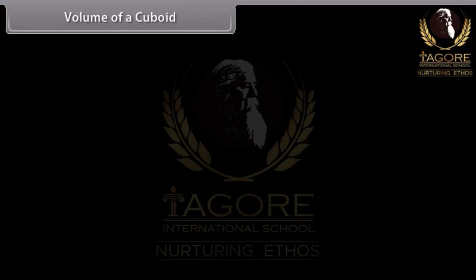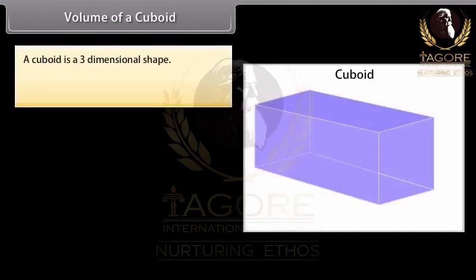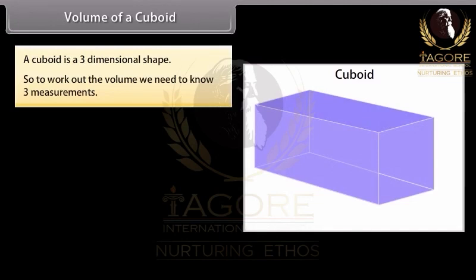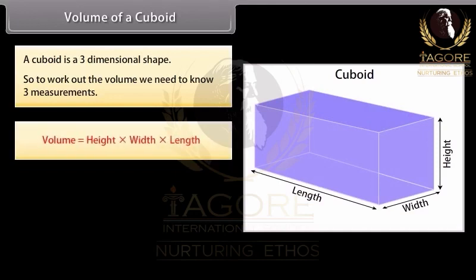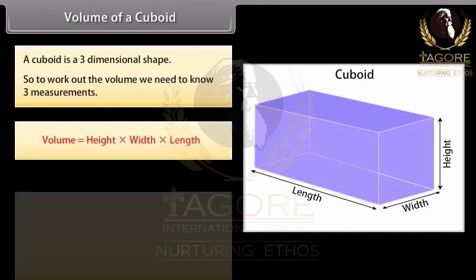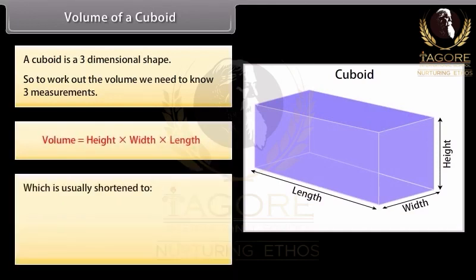Volume of a cuboid. A cuboid is a three-dimensional shape. So, to work out the volume, we need to know three measurements. Look at this shape. There are three different measurements: height, width, length. The volume is found using the formula, which is height into width into length, which is usually shortened to V equals H into W into L, or more simply, V is equal to LWH.